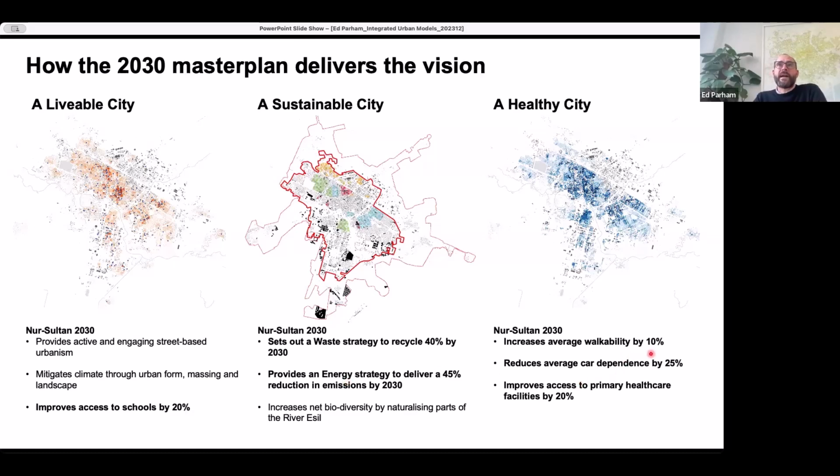We could increase the average walkability across the whole city by 10%. In some places, there was no advantage to having a car. We reduced average car dependency across the whole city by 25%, increased access to healthcare by 20% as well. So we could use this as a way to check that the master plan was doing what we wanted it to.